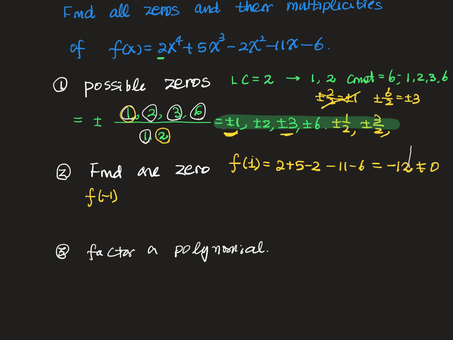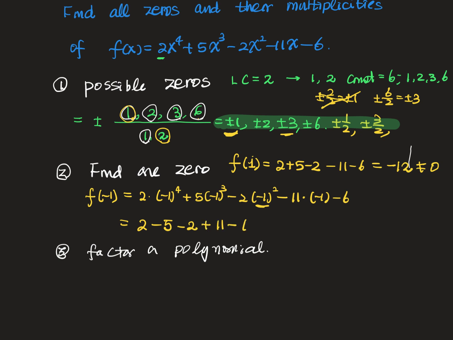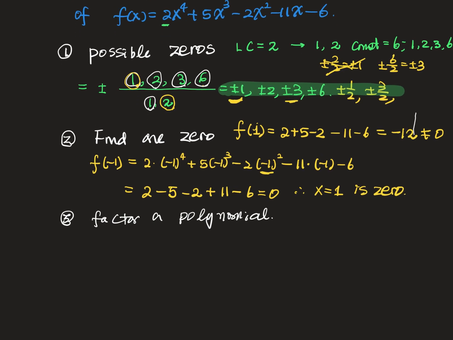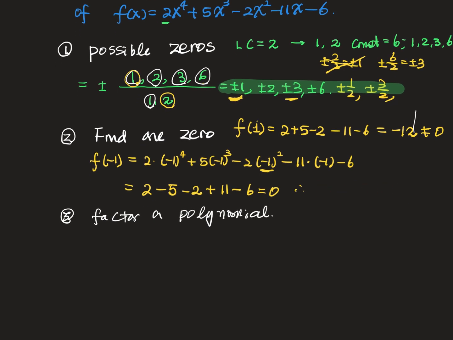F of negative 1. Plug into 2 negative 1 to the fourth plus 5 negative 1 cubed minus 2 negative 1 squared minus 11 times negative 1 minus 6. This one is 2 minus 5, this one is 1 negative 2 plus 11 minus 6. Oh, this one is 0. You're going to say x equals 1 is 0. Okay, you find 1. Oh, no, x equals negative 1, guys. I'm sorry, x equals negative 1 is 0.